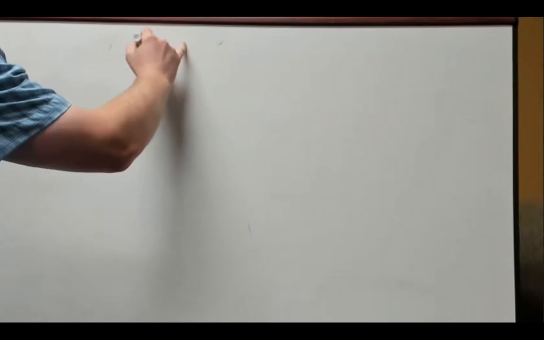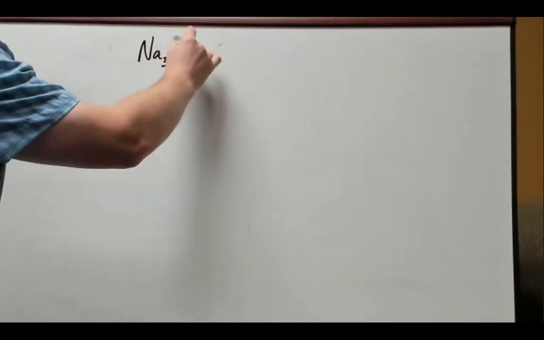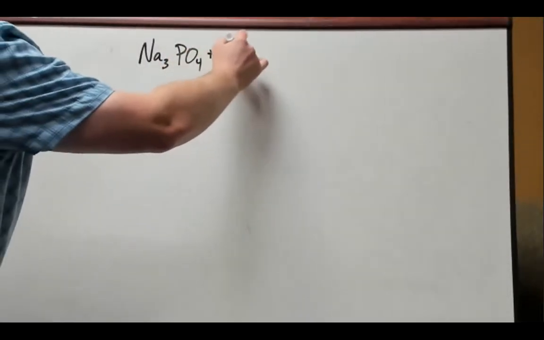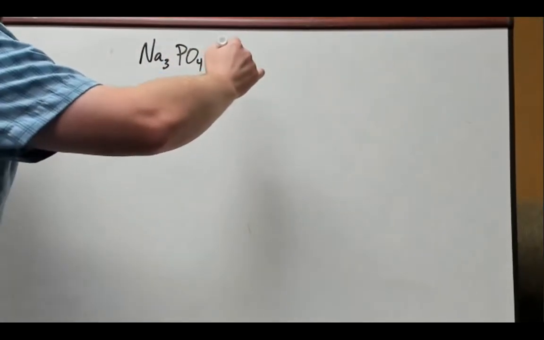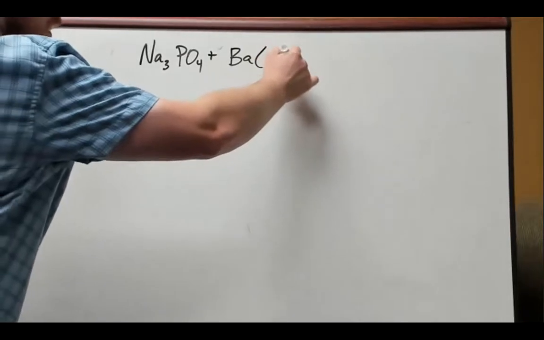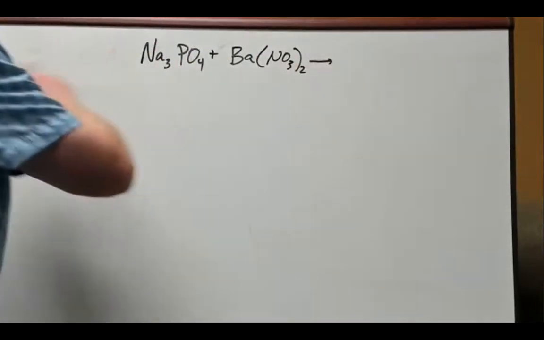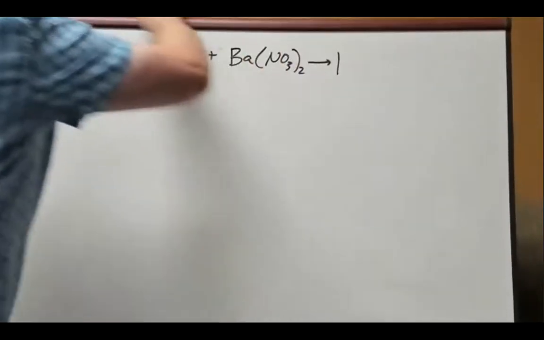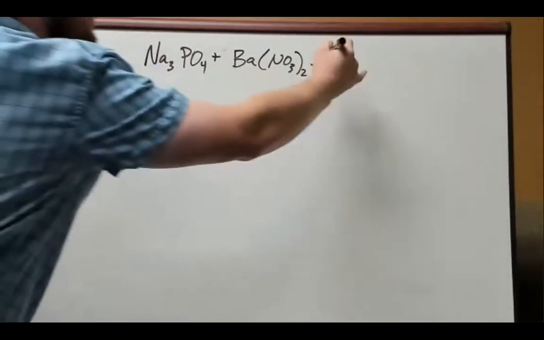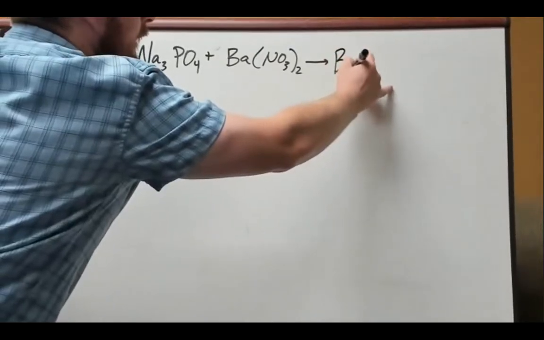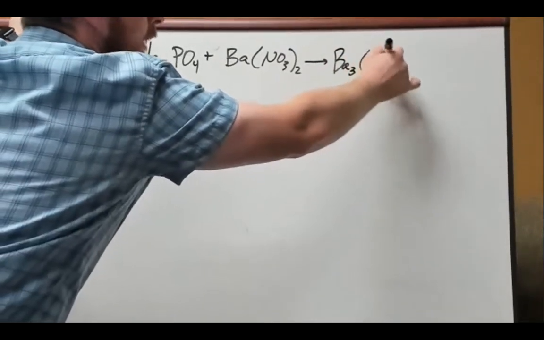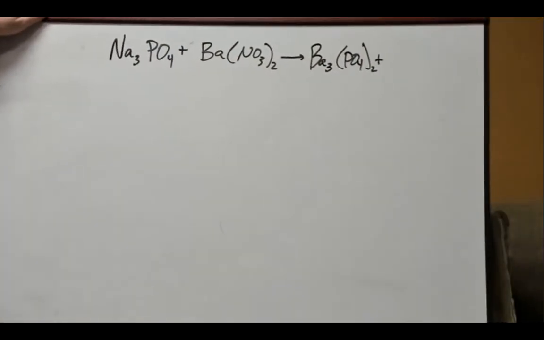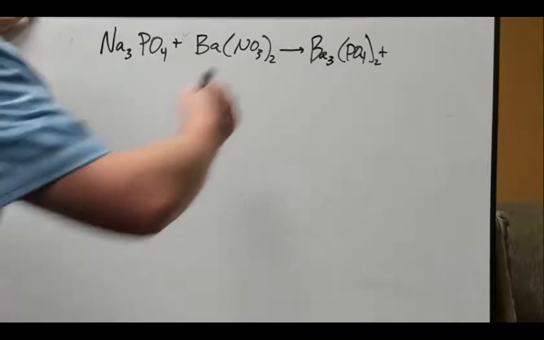So we have sodium phosphate. We're going to react it with barium nitrate, and we're going to get barium phosphate plus, let's move my board over a little bit, sodium nitrate.